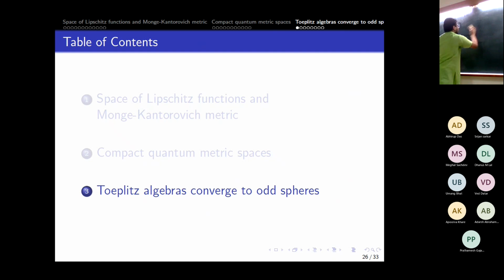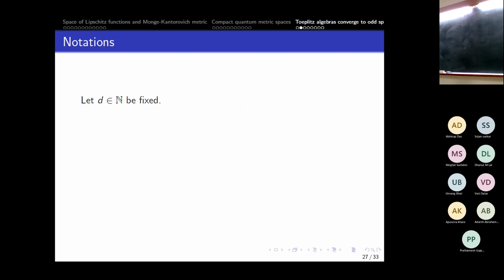So having said this, now I'm going to combine all this work which we have seen till now, and we are going to see a particular kind of sequence, the Toeplitz algebra on generalized Bergman space, and we'll see some result that it converges to the odd spheres, which basically means the space of continuous functions on odd spheres, in this particular convergence, which is quantum Gromov-Hausdorff convergence. So let me start with some notations.